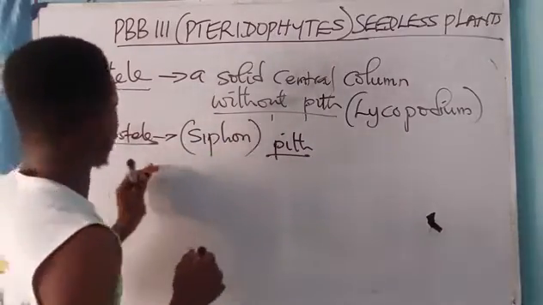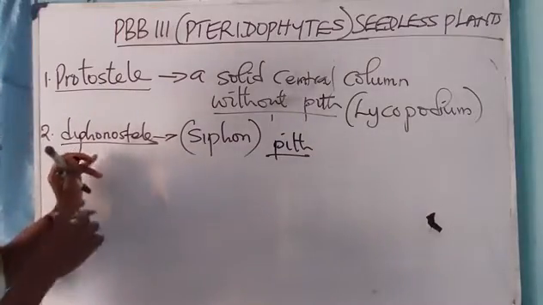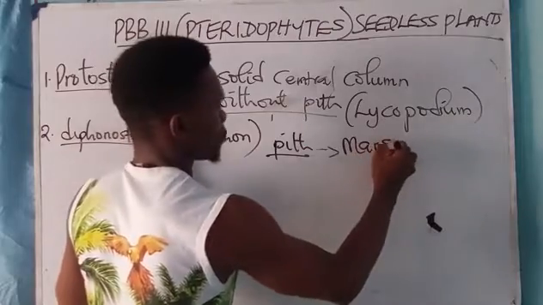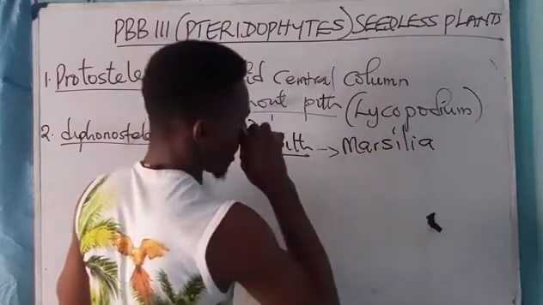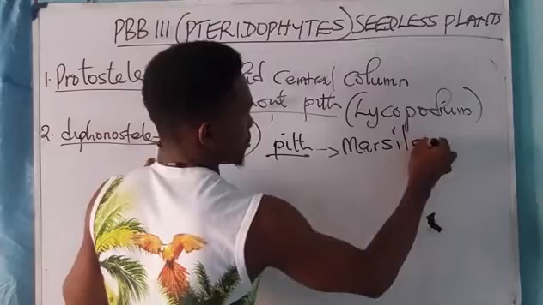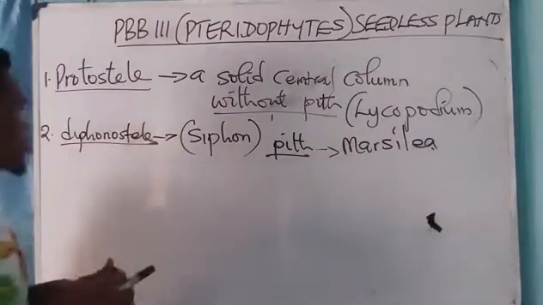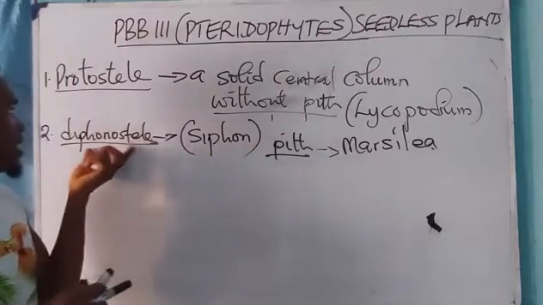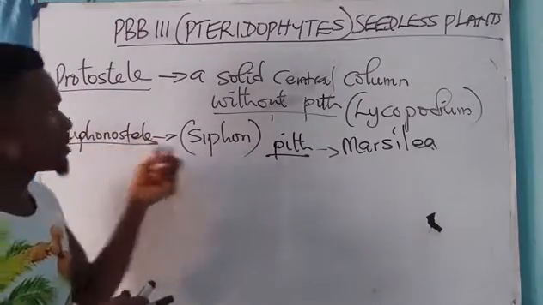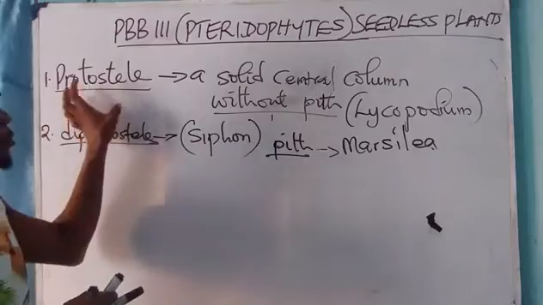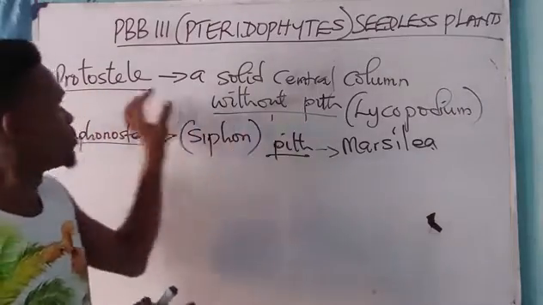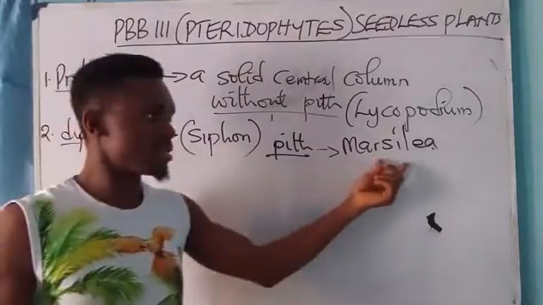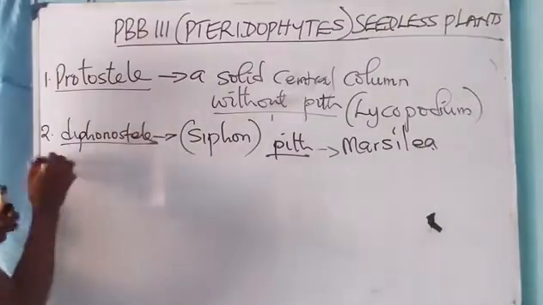A good example of an organism that possesses siphonostele is Marsilea. Marsilea possesses a siphonostele, and this siphonostele has pith. But the protostele does not have pith. The protostele is Lycopodium, and siphonostele is Marsilea.